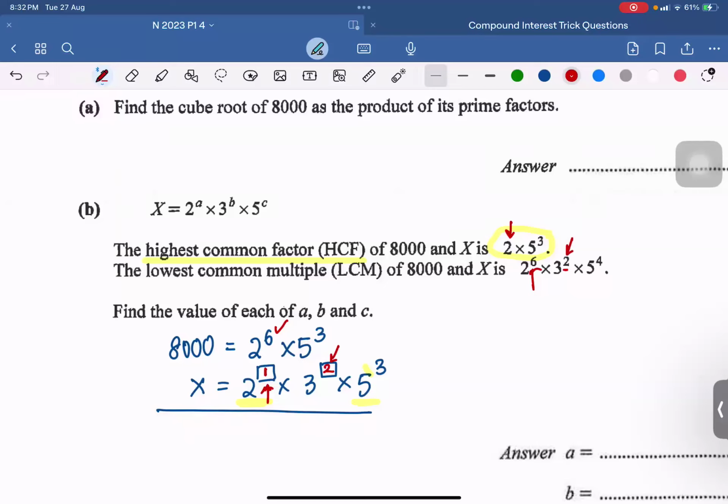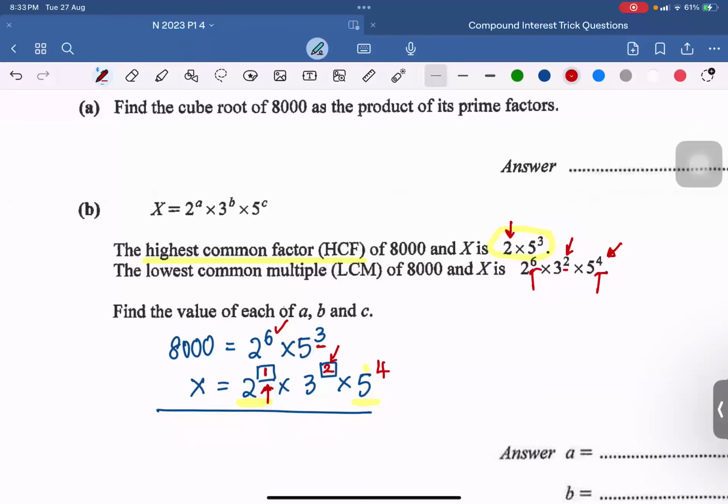Next one, observe the power. This is 5 to the power of 4. But if I were to have originally 5 cube, there's nothing with 5 to the power of 4. That means this power over here has to change to become power 4 now. So I have to change this to 5 to the power of 4 in order to fit this power.